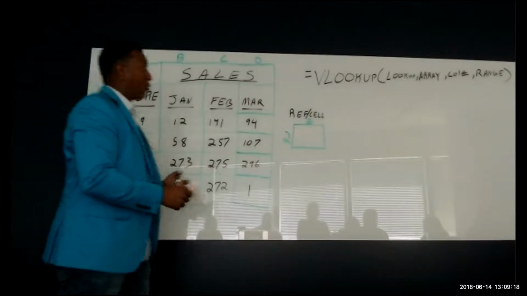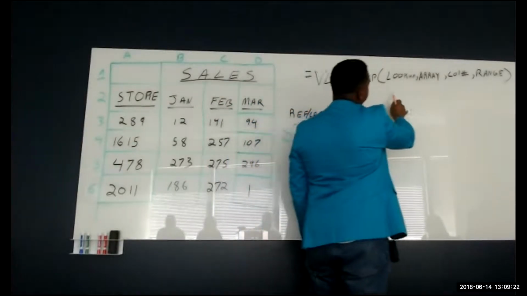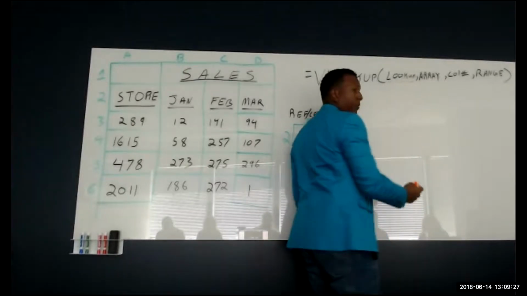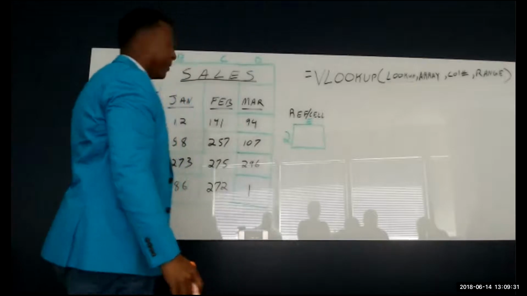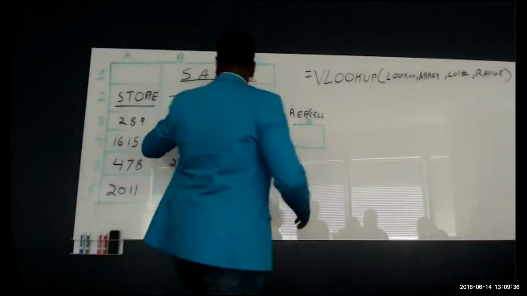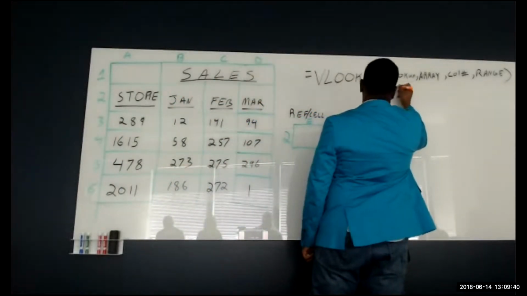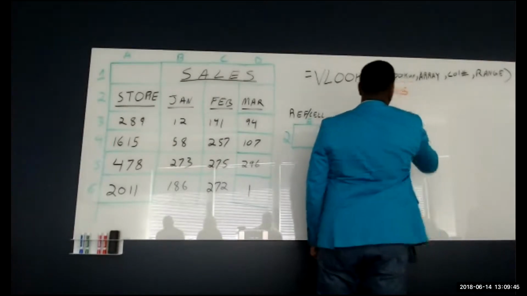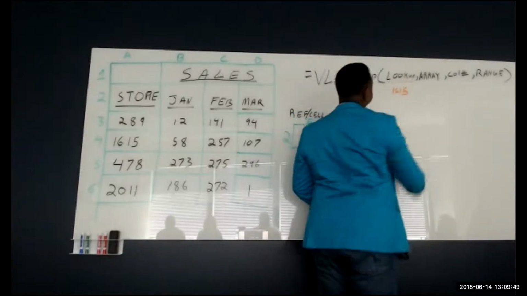So let's walk through the actual syntax. VLOOKUP, open parentheses, the lookup. What are we looking for? In this example, we're going to use the store number to identify our actual lookup. So we're going to give it a store number to look for. And in this example, we're just going to go with 1615. I'm sorry if this is hard to see. I'm just trying to change colors.